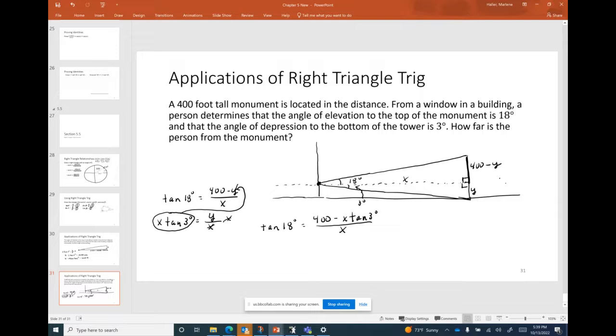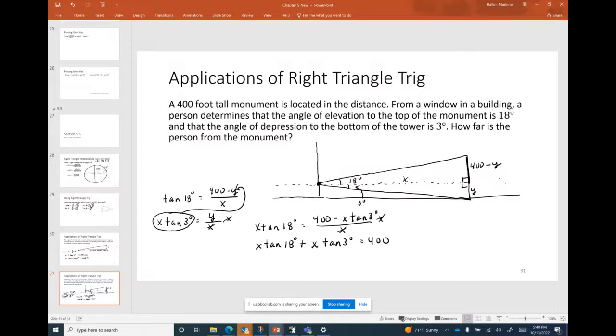Now I have an equation that I can solve. All I need to do is get x by itself, and I'll have something I can put in the calculator and find the value of x. I better start by getting x out of the denominator, so let's multiply both sides by x, and they'll divide out. Now I have an x term on the left and an x term on the right. I should move those two x terms together on the same side, so I'm going to add x times the tangent of 3 to both sides. So I'll have x times the tangent of 18 degrees plus x times the tangent of 3 degrees equal to 400.